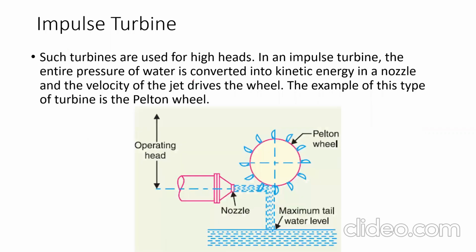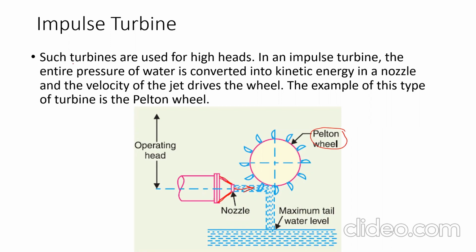In the impulse type, you can observe from the figure, a nozzle is there at the end of the penstock, at the end of the pipe. So very high pressurized water will be bombarded on the blades of the turbine. This is the Pelton wheel type turbine. I will show its photo, how it looks.